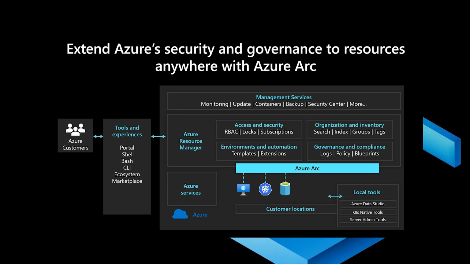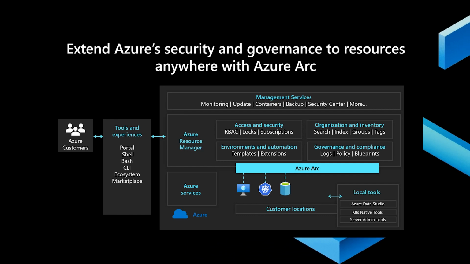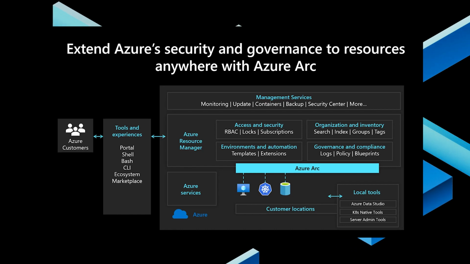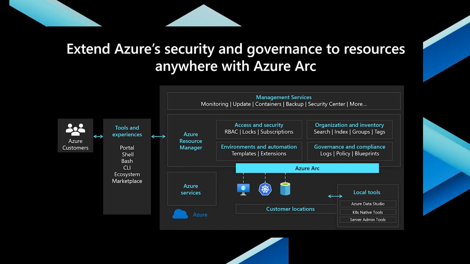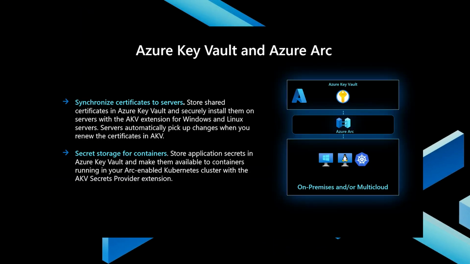And so that means that we can use all those great automations and templating tools to go and manage those resources outside of Azure. This is really important as well because it means other Azure services can be aware of and provide extra services to these machines that are running on premises. One great example of this is Azure Key Vault.